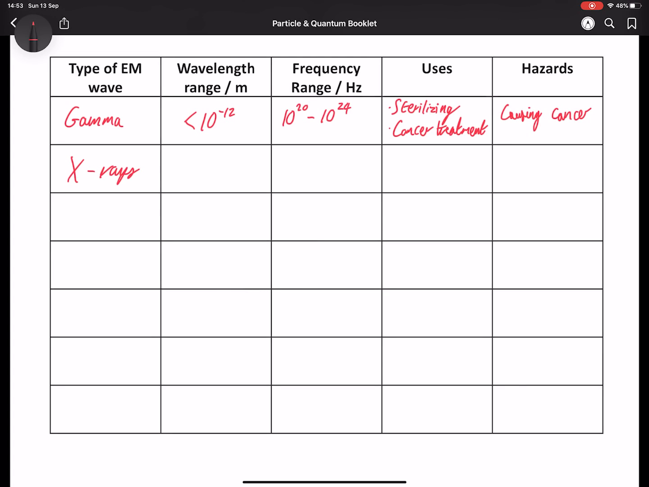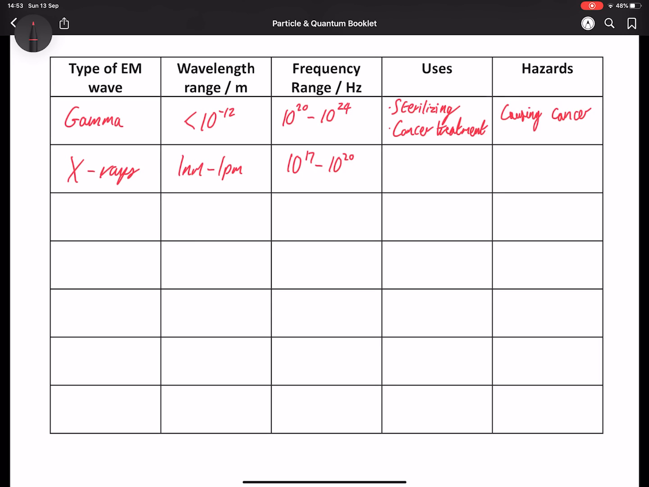X-rays are the next one along, these having a slightly bigger wavelength. So we're talking 1 nanometer to 1 picometer. So 1 times 10 to the minus 9, 1 times 10 to the minus 12. And the frequency range will again carry on, 10 to the 17 to about 10 to the 20. So we're going to see this flow moving down the low end to high end, and so forth.